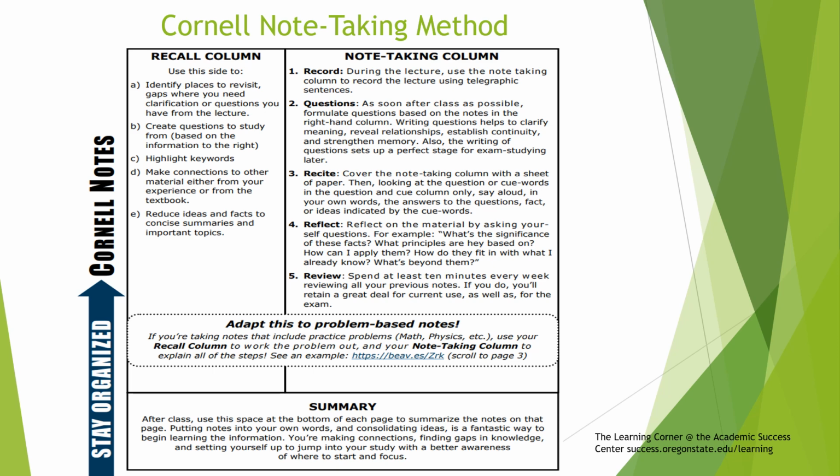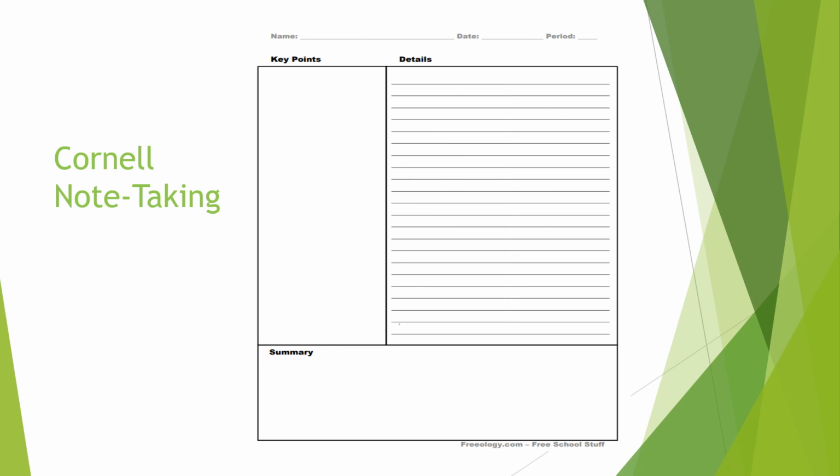At the bottom of the notes is a summary section. After class, use this space at the bottom of the page to summarize the notes on that page. Reading these summaries is a great review for tests. Here is a blank Cornell note-taking sheet. You could copy something like this into your notes, or you could also do it digitally.